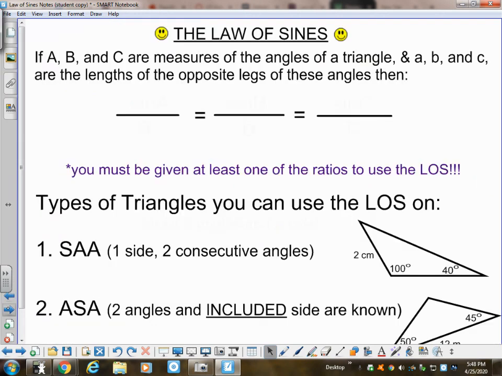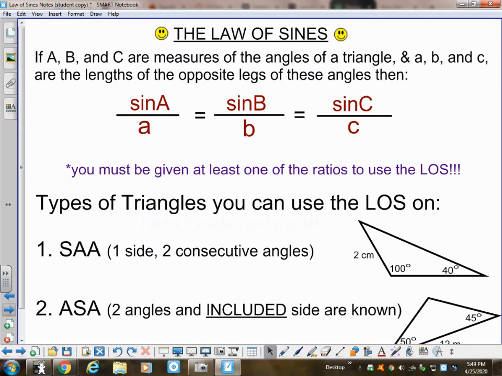One relationship that exists among the sides and angles in an oblique triangle is called the law of sines. If A, B, and C are measures of the angles of a triangle, and little a, b, and c are the lengths of the opposite sides of these angles, then we can say that the sine of angle A divided by side a is equal to the sine of angle B divided by side b, which would also be equal to the sine of angle C divided by side c.